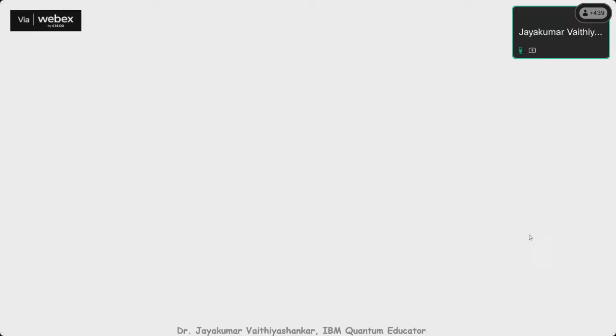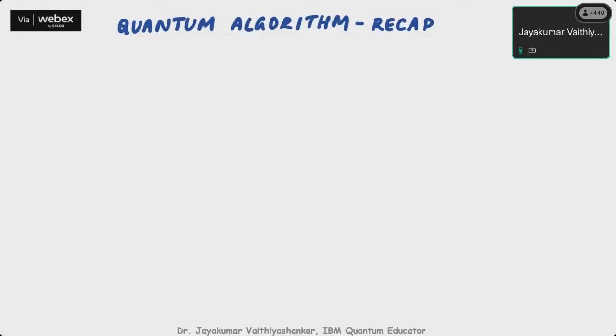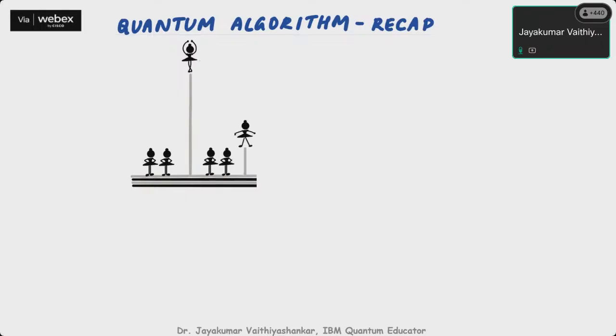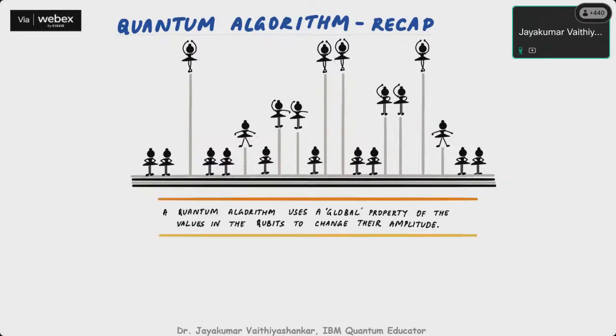So today we're going to cover quantum algorithms. First, we'll cover the basic concept, a quick refresh of what a quantum algorithm is. Then we go for simulation. To understand quantum algorithms, we need to understand that each and every process happening inside quantum computing is like wave interference. Each operation inside a quantum computer is like an interference of multiple waves. A quantum algorithm uses a global property of the values in the qubit to change their amplitude. So what we are doing in a quantum algorithm is trying to manipulate the amplitude of our particular preferred signals.